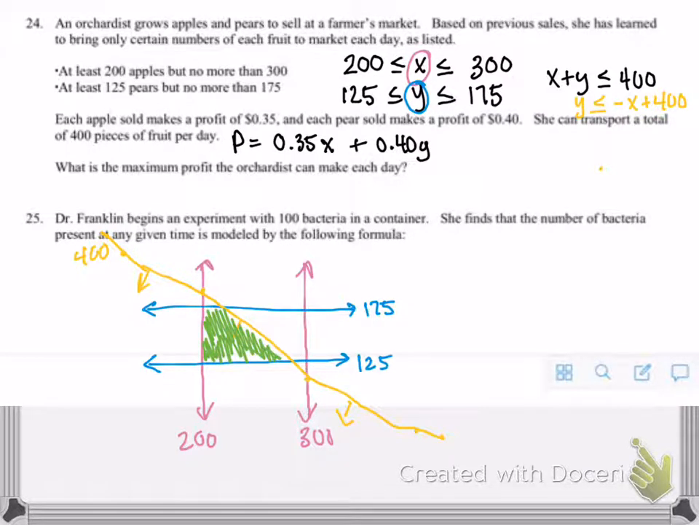So now I just need to find what the vertices of that region are. Some of them are easy to figure out. This vertex is the intersection of 200 for x and 175 for y. So I've got 200, 175. This point of intersection is where 200 and 175 intersect. So the last one was 125.